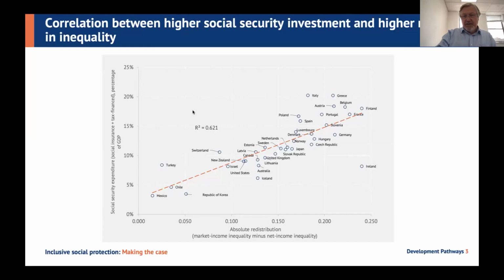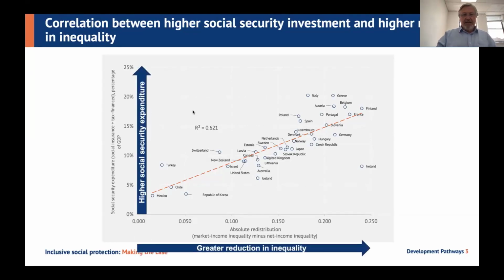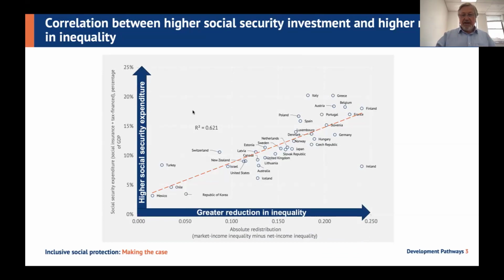So here we can see along the bottom, the absolute redistribution, the impacts on inequality that we have. So the further to the right, the greater the reduction in inequality, and then the expenditure on the y-axis. So the higher up you are, the more you spend. So what we find in some of the countries that have much lower levels of spending, we find minimal impacts.